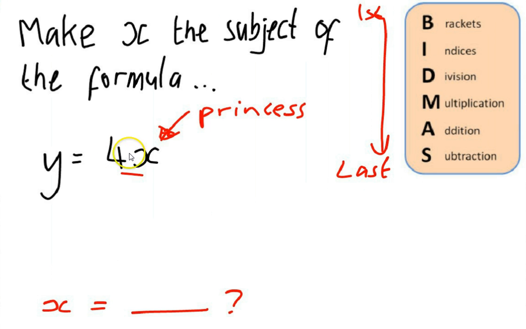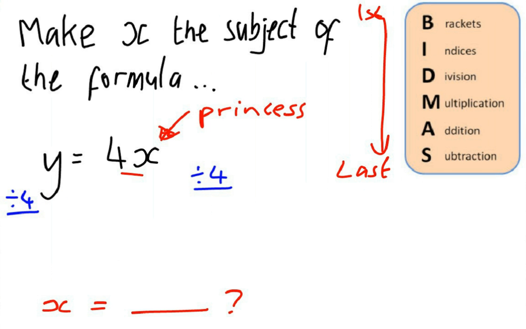There has been no addition either. Moving up to the next one, we have had a multiplication. 4 times x means that we have multiplied x by 4. So we want to undo that multiplication by doing the opposite of it, which is divided by 4. Remember, of course, that whatever we do to one side of an equation or a formula, we need to do to the other.